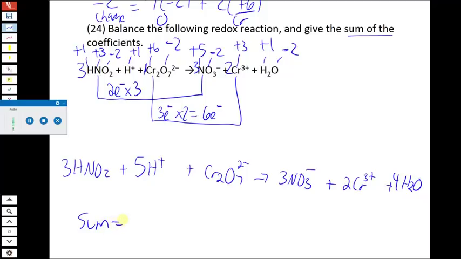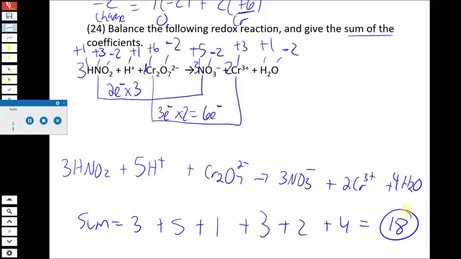So the sum, we have 3 plus 5. Remember, no coefficient means a coefficient of 1, so don't forget those. And sum of all the coefficients, so that's the reactant side. The product side, we have a 3 and a 2 and a 4, and that adds up to give us 18. All right, so often, again, when we're balancing these, we'll ask you for something about the coefficients, either an individual coefficient, a sum of coefficients on one side, or in this case, the whole thing.